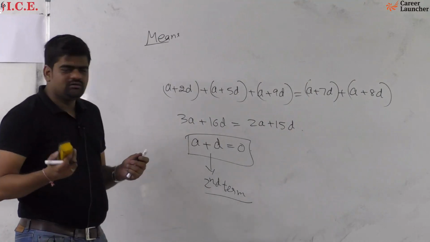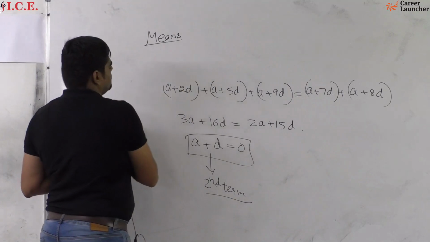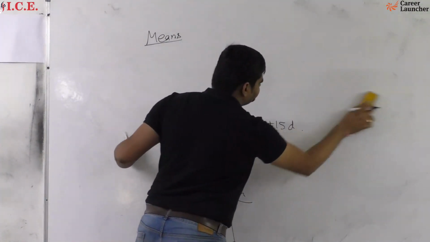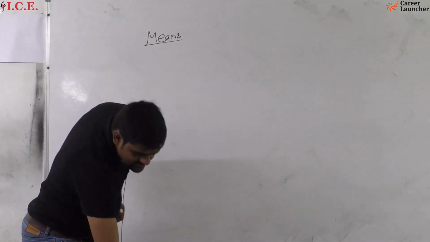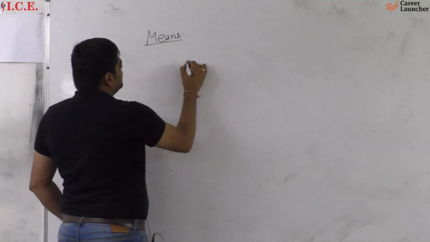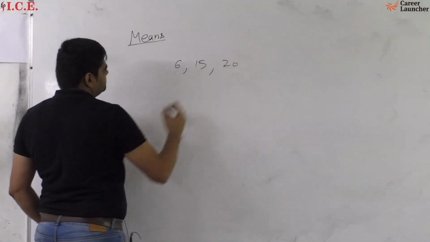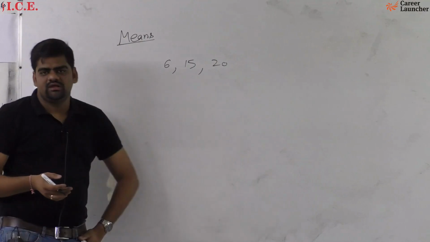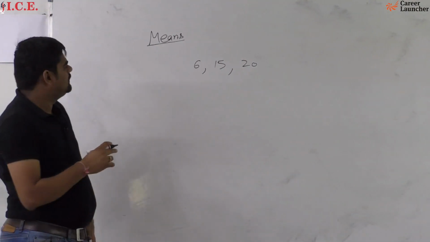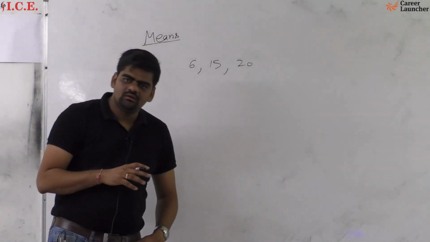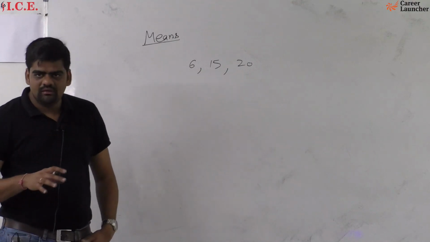This was a simple one, not a difficult one. So there are three means basically. For example, let's say 6, 15 and 20. Is it an AP? No. Is it a GP? No. And neither is it an HP, right?